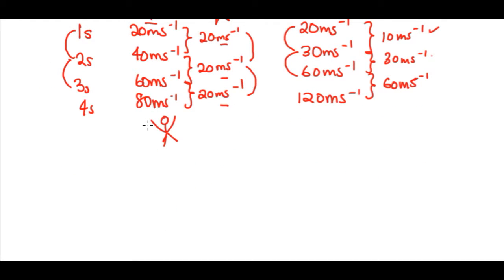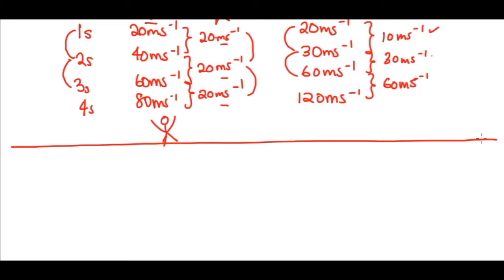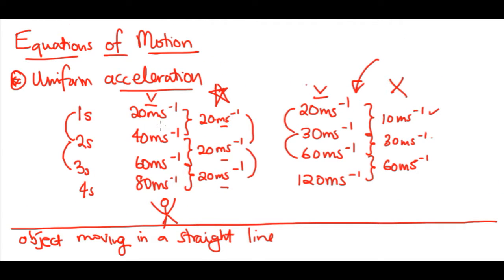So let's get into what equations of motion are. What are they? We're going to first start with an object. We're going to look at an object moving in a straight line. That is another thing to emphasize: behind uniform acceleration is motion in a straight line.